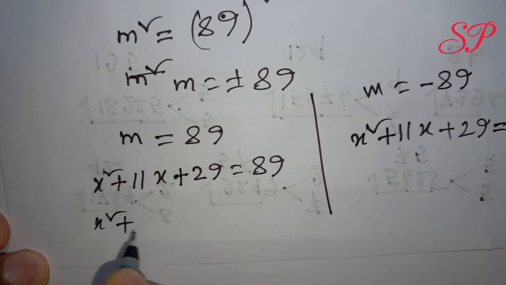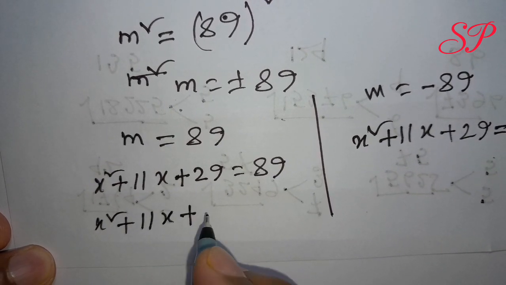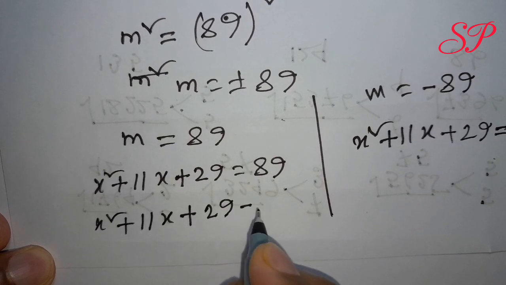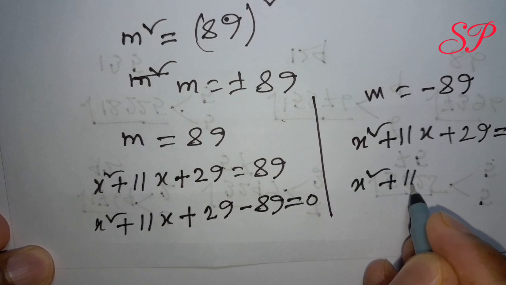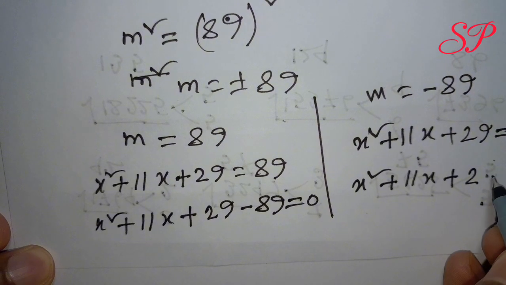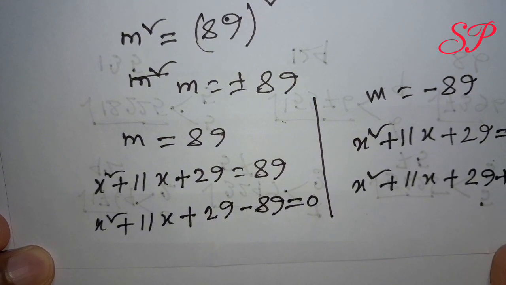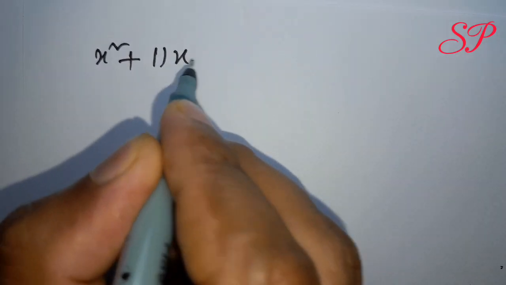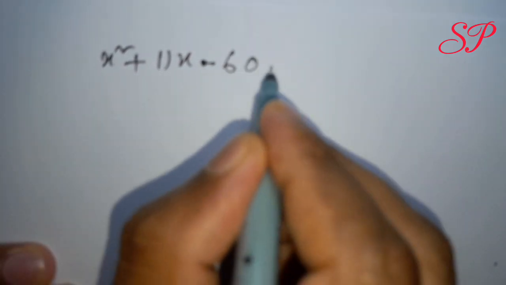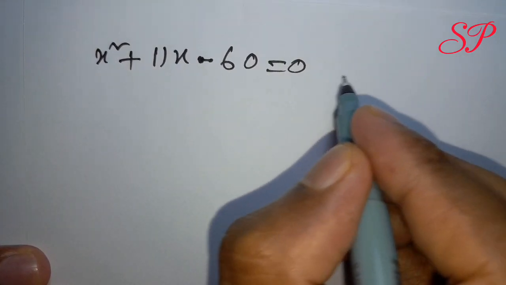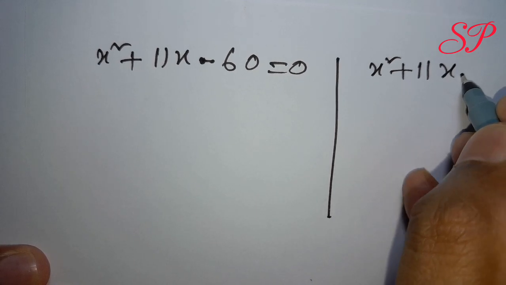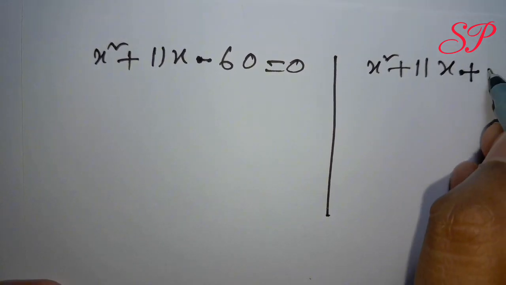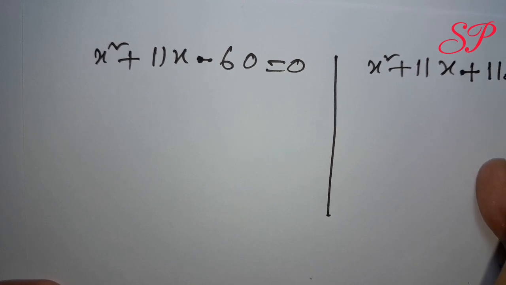Then we can write x square plus 11x plus 29 minus 89 is equal to 0. Here we can write x square plus 11x plus 29 plus 89 is equal to 0. We can write x square plus 11x minus 60 is equal to 0, and x square plus 11x plus 118 is equal to 0.